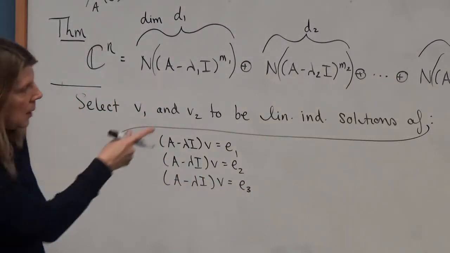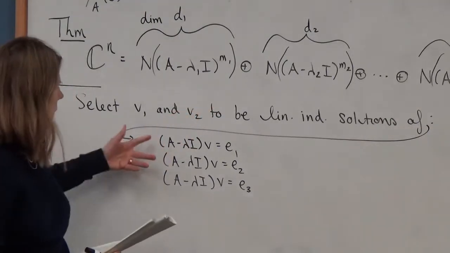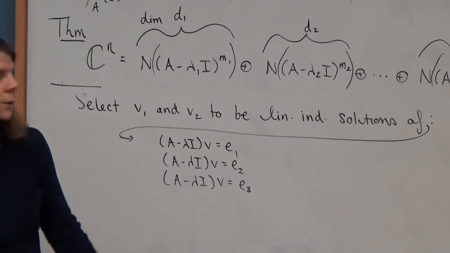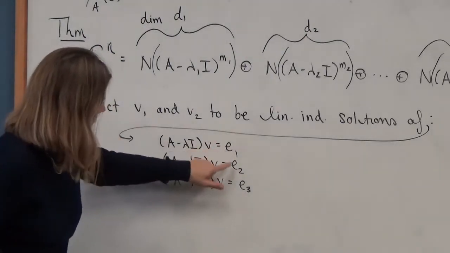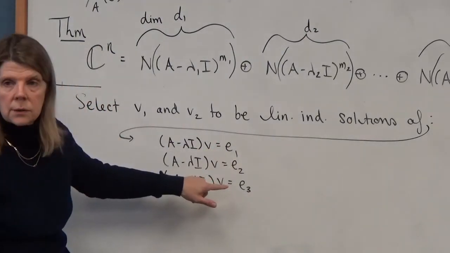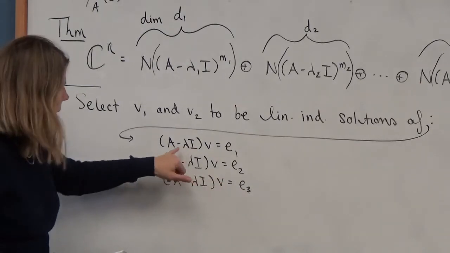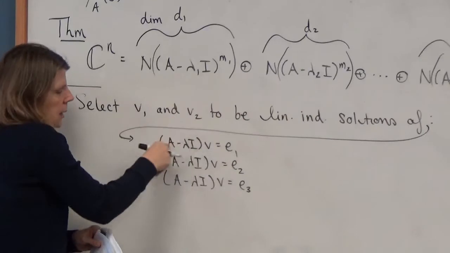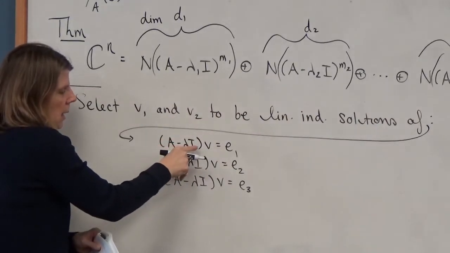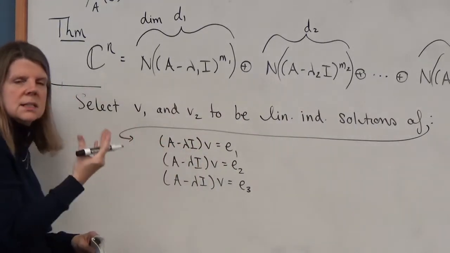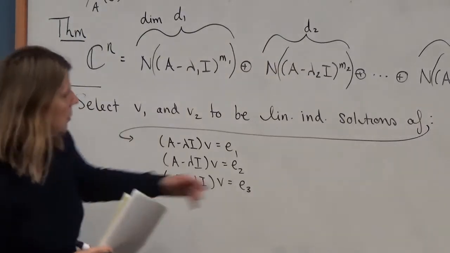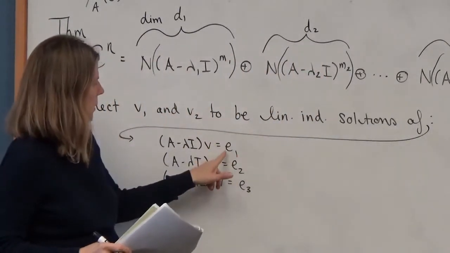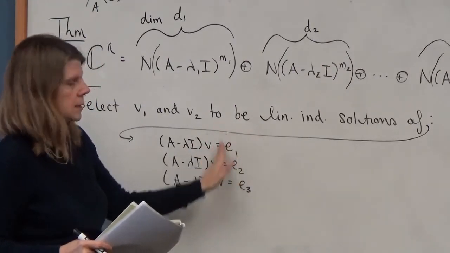So by what I've said over there, I know that there are 2 linearly independent solutions to those equations. So what have I done? I've set the right-hand side to the 3 eigenvectors. If you multiply both sides of any of these 3 equations by A minus lambda I, you'll see that the V is indeed in the null space of A minus lambda I squared, right? Because by pre-multiplication by A minus lambda I, the right-hand sides go to 0.